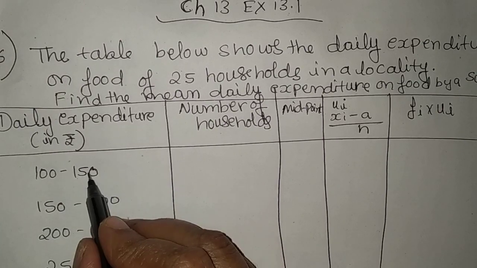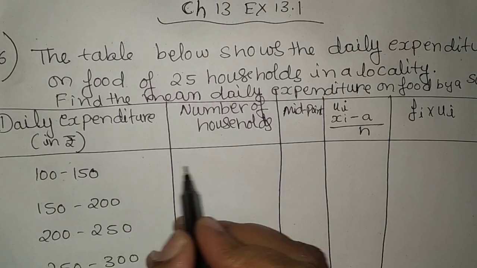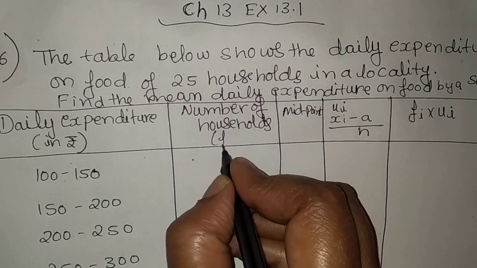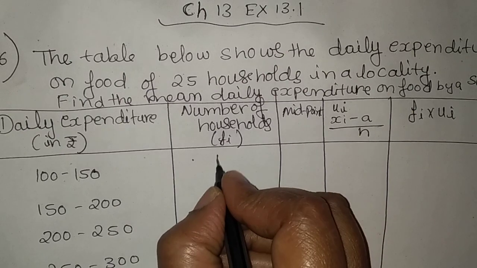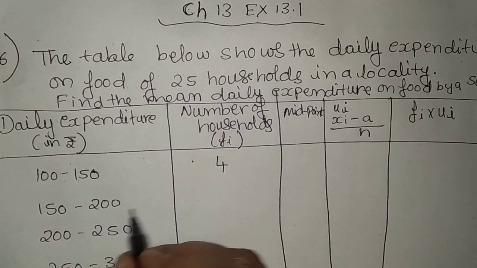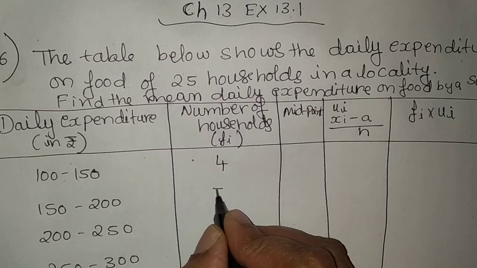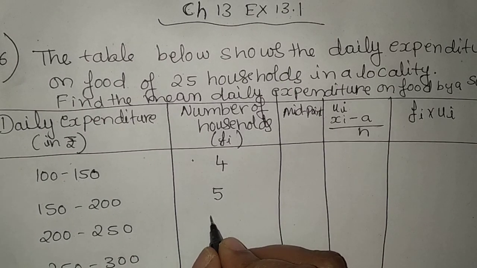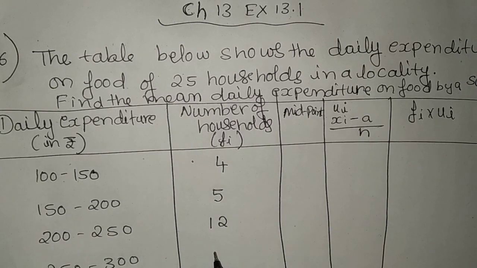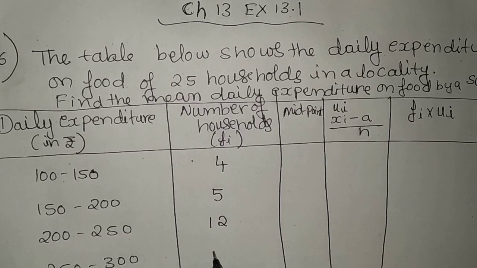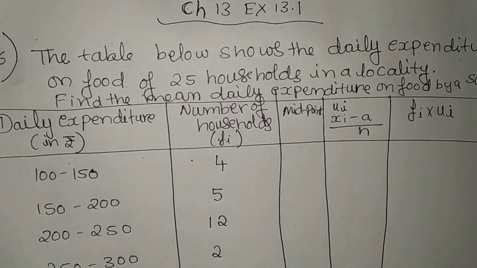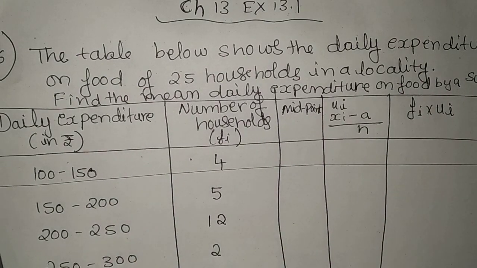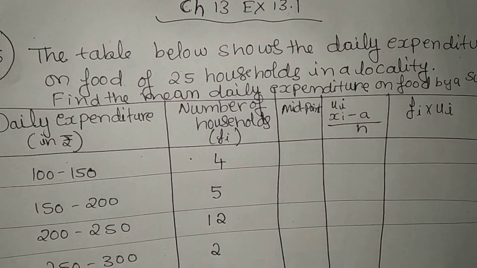So this is the daily expenditure, that is 10 to 15 rupees. The number of households is 4, and 150 to 200 rupees, 5 households. Then 200 to 250, it is given 12. Then 250 to 300, it is given 2. Again 300 to 350, it is given 2.